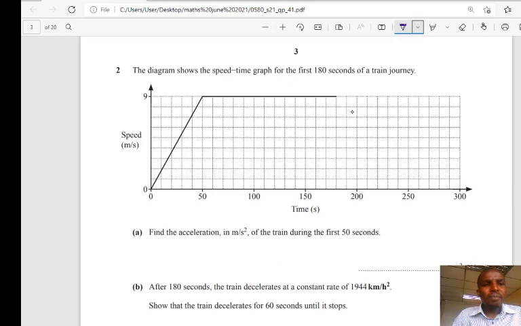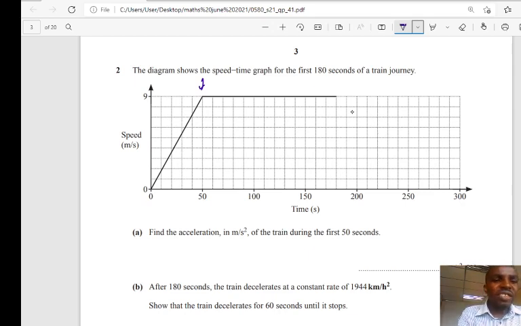Question number 2. The diagram shows the speed time graph for the first 180 seconds of a train journey. Part A, find the acceleration in meters per square second of the train during the first 50 seconds. First 50 seconds is up to this point. This one is a speed time graph or velocity time graph. On a speed time graph, acceleration represents the gradient of the graph.